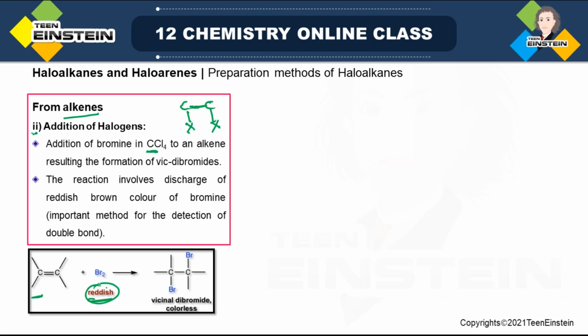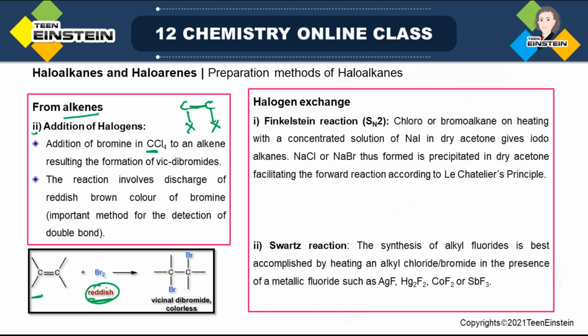So from this observation, you can understand that some C=C double bond unsaturation is present. That is why the bromine color is discharged. So this is the identification test for an organic compound to understand whether unsaturation is present or not. The reaction involves discharge of the reddish brown color of bromine. That is why this is the identification method for a double bond, whether it is present or not.